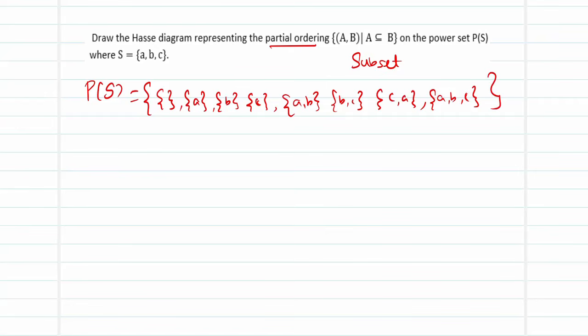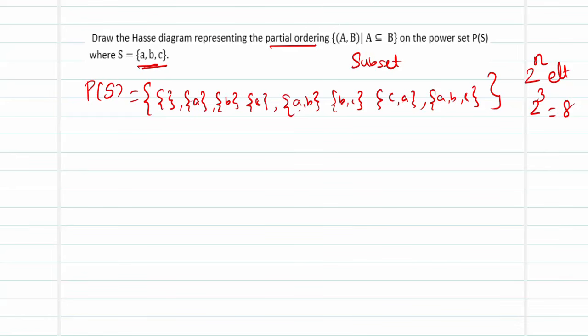So this is going to be my power set, and I know that the power set will contain 2 to the power of n elements, like 2 to the power of 3, so it has to have 8 elements since we have 3 elements over here. 1, 2, 3, 4, 5, 6, 7, 8. So we have 8 elements.